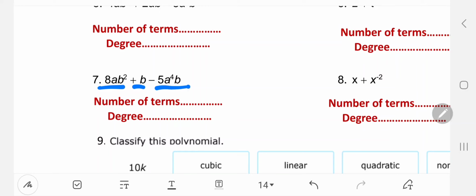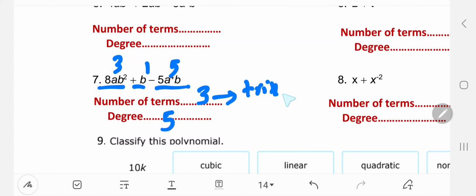Number 7, 8ab squared plus b minus 5a4b. How many terms do you have? 1, 2, 3. We have 3 terms. And the degree is 4 and 1 is 5. Here the degree is p power 1, 1 and 2 is 3, so the degree is 5th degree. Whenever it is 3 terms, what do you call it? Trinomial. 2 terms, binomial. 1 term, monomial.